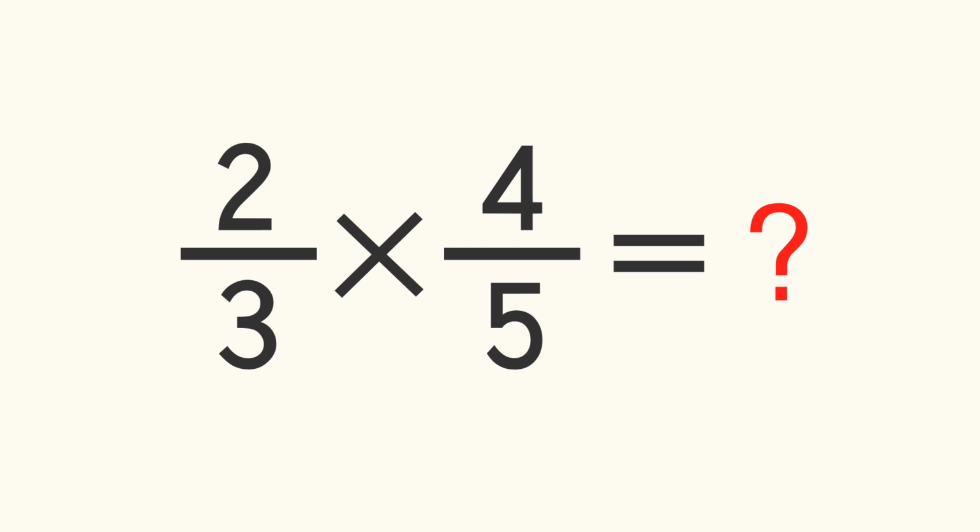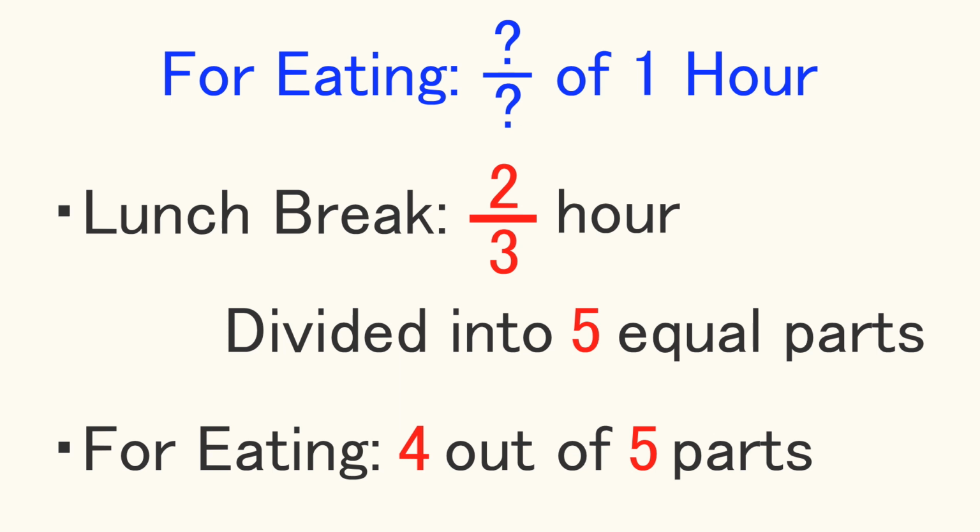Next, let's think about how to multiply when both the multiplicand and the multiplier are fractions, such as 2/3 multiplied by 4/5. We'll explore a way to calculate this more advanced expression through another real-life example. Imagine you have a lunch break that lasts 2/3 hour. Let's say you divide this 2/3 hour lunch break into 5 equal parts and use 4 out of those parts for eating. Now, what fraction of an hour do you actually spend eating?